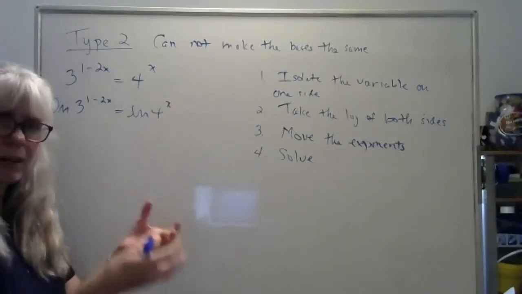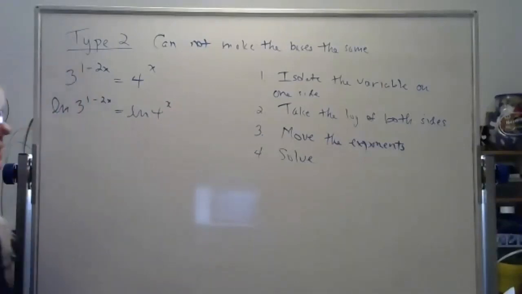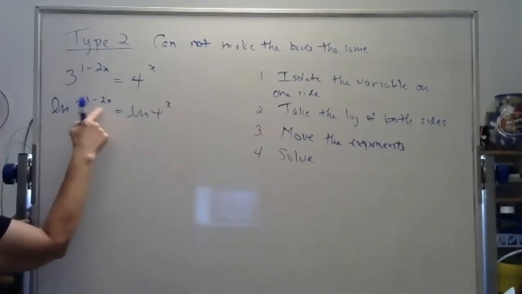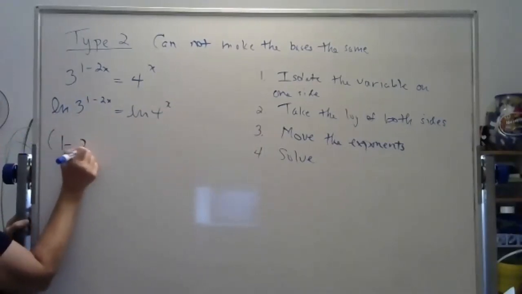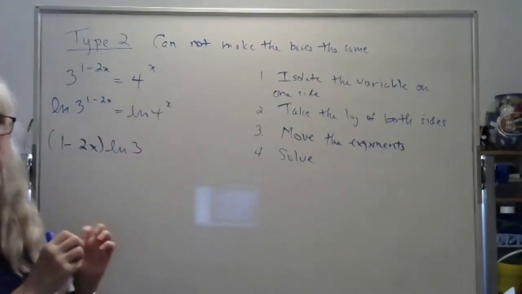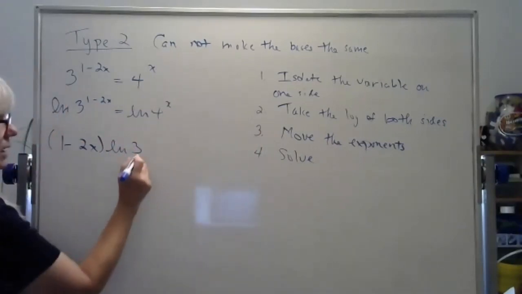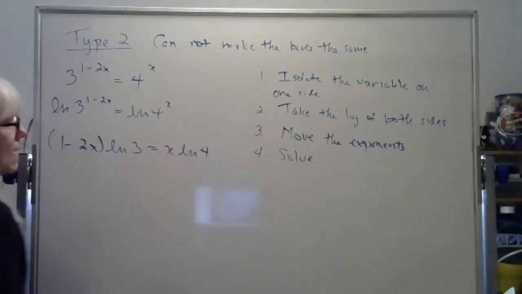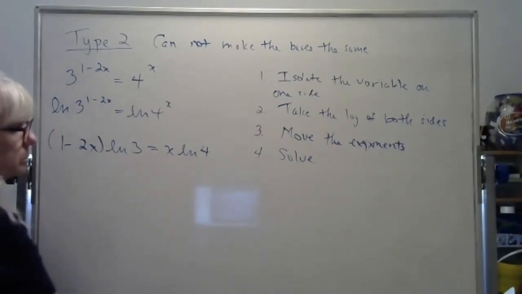And again, the reason you're doing this is the log is an operator, so it's something you're doing to both sides. The advantage is that now it lets me move those exponents. So as I bring this 1 minus 2x down, I'm going to put it in parentheses to remind myself that I'm bringing the entire exponent, no matter how ugly it is, out in front. So then I have 1 minus 2x in parentheses times the natural log of 3, and that's equal to x times the natural log of 4.